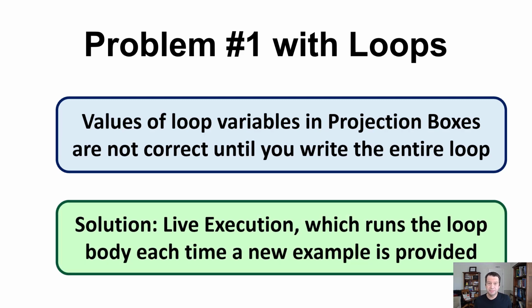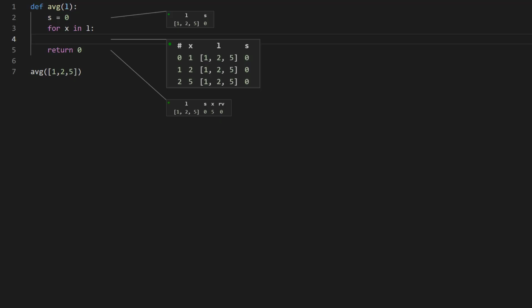The solution to this problem is something we call live execution, which runs a loop body each time a new example is provided. So let's see what that looks like. All right, so we are now going to try again what we were doing before, but this time with live execution. So here we have the average function, and again, I'm at the point where I need to write this statement that's going to increment s by the value x. So now I can say s equals question mark, question mark.